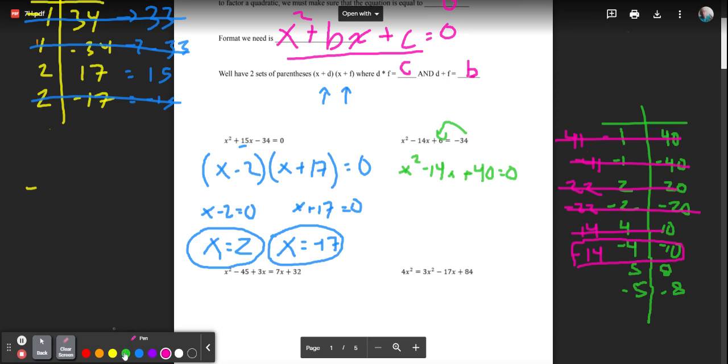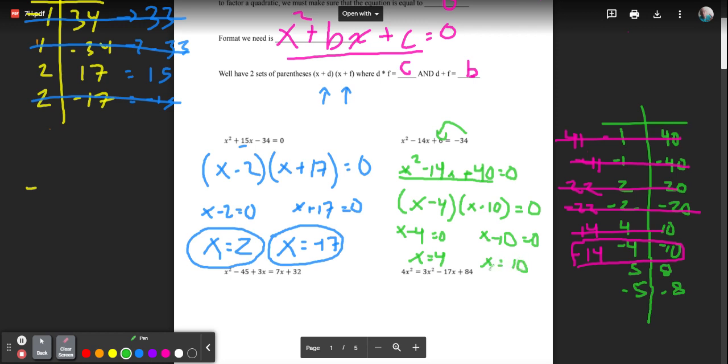So as we come here, we're going to end up with x minus 4 times x minus 10. Those are all going to multiply to 0, okay? So making these parentheses is just rearranging this equation right here. We don't change anything on the right-hand side, okay? So if x minus 4 equals 0, or x minus 10 equals 0, okay? So move those around, x equals 4, or x equals 10, okay?